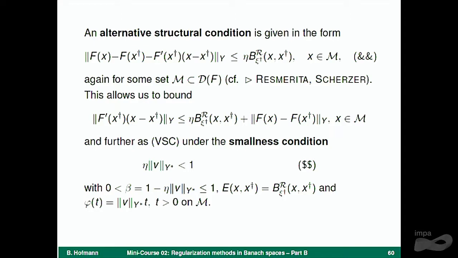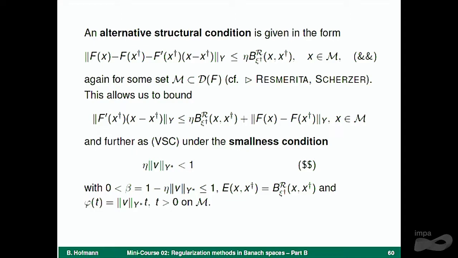The alternative structural condition, which I have written here, in the Banach space situation attains this form. Here on the right-hand side, you have a constant multiplied by the Bregman distance. Such things were considered by Elena Resmerita or Otmar Scherzer. And this is nothing but what I mentioned in the autoconvolution case, but here in a general form.